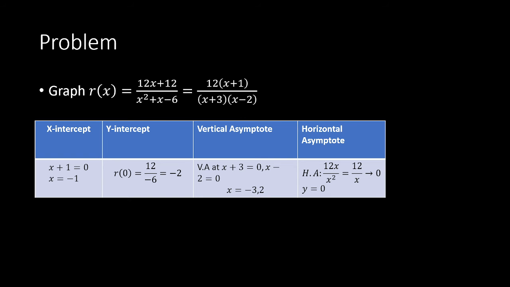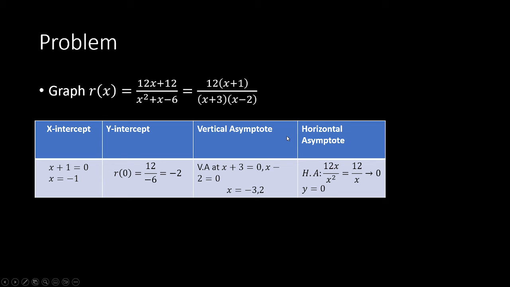Here's the problem. 12x plus 12 divided by x squared plus x minus 6. Factor them. So in this case, you can find the x-intercept. So x plus 1 equals 0, you get x equal to negative 1. The y-intercept is where x is equal to 0, so it's at negative 2. The vertical asymptote is where your denominator is equal to 0. So you have x equal to 2 and x equal to negative 3.